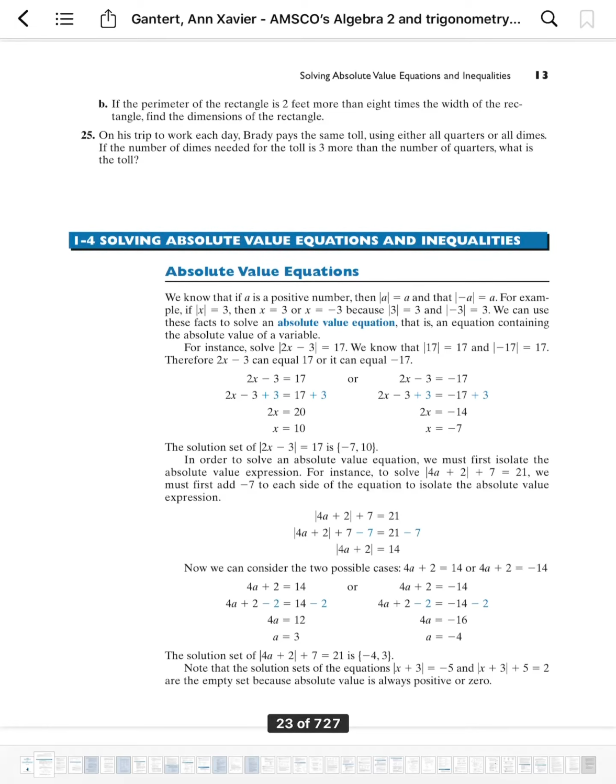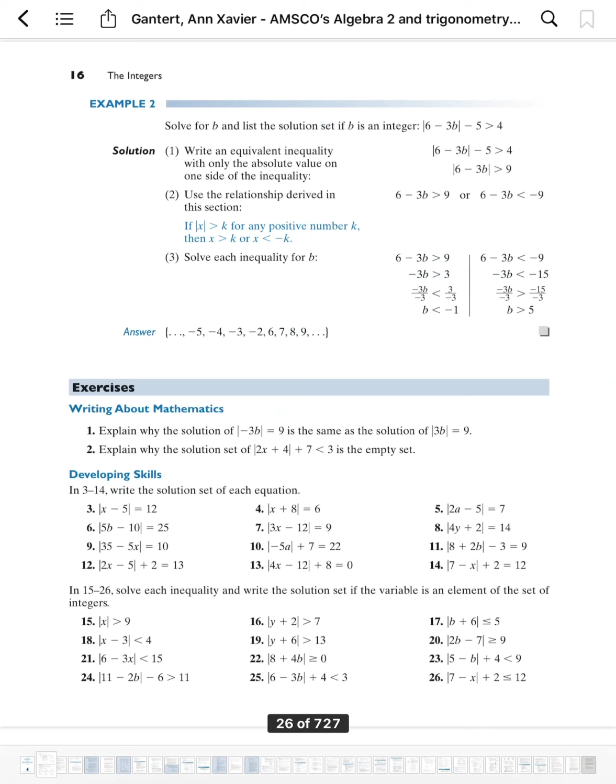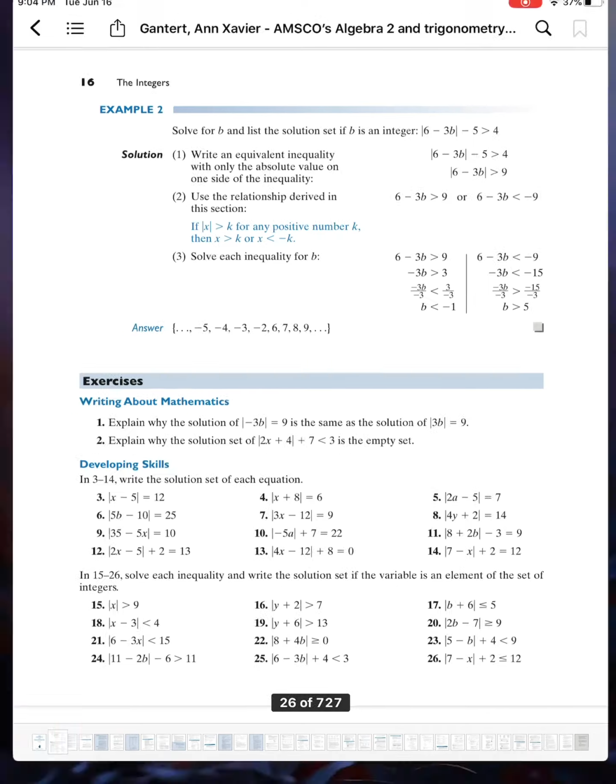Continuing on with the section on chapter 1.4, on the last video we worked on solving absolute value equations. Now for this video we'll be talking about inequalities regarding absolute values. So I'm going to be continuing on with problems 16, 18, 20, 22, 24, and 26. For the directions, solve each inequality and write the solution set if the variable is an element of the set of integers. For number 16, absolute value of y plus 2 is greater than 7.